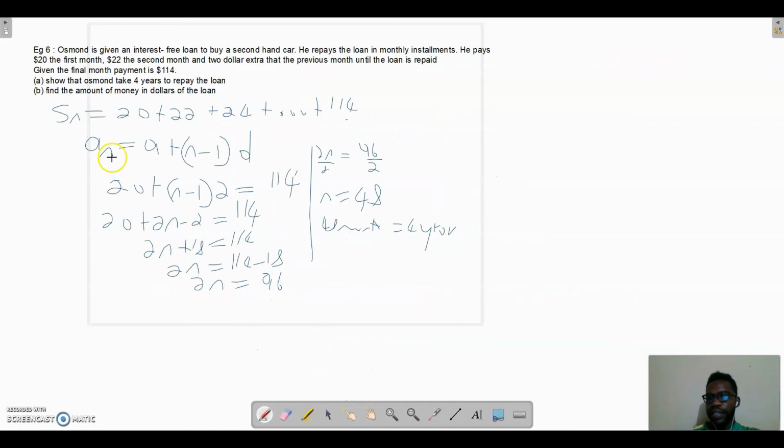Part B of the question is asking to find the sum of money in dollars of the loan. Now, what's the difference here? We want a sum. So for the first month, he paid 20. For the second month, he paid 22. For the third month, he paid 24. We want to know the total amount he paid. So I'm going to have to sum the series.